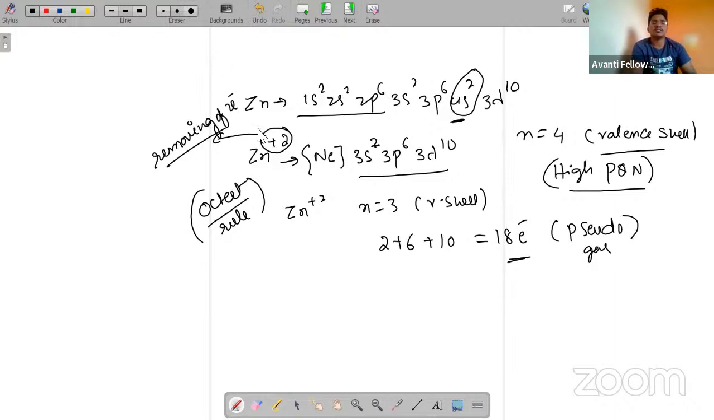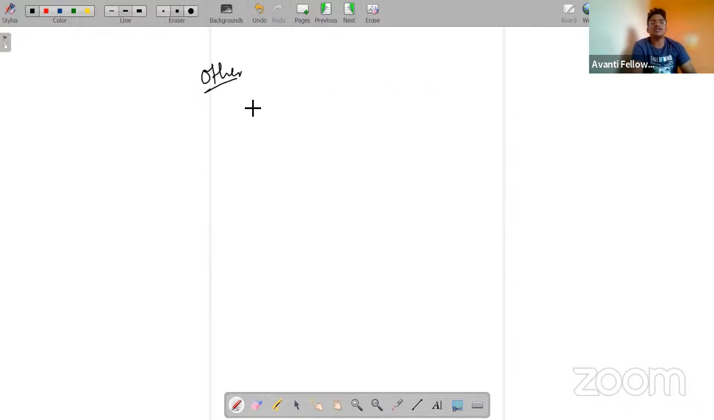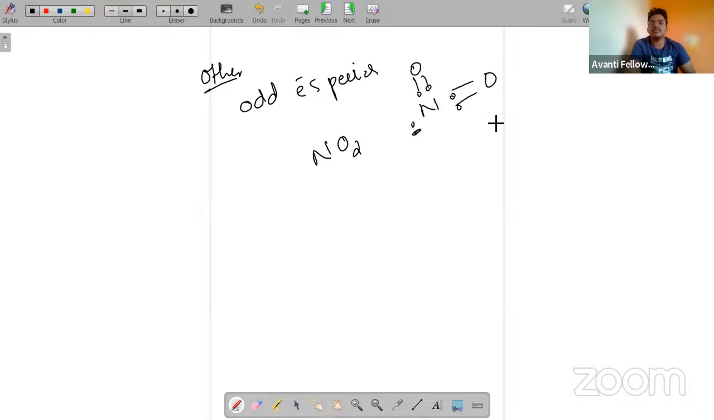The other drawback is that it didn't talk about odd electron species. What are those? Let's suppose NO2. Nitrogen has how many electrons? Total 5 electrons. So double bond to O and double bond to O, one electron is left over here. So this is an odd electron species. The octet rule didn't talk about odd electron species.